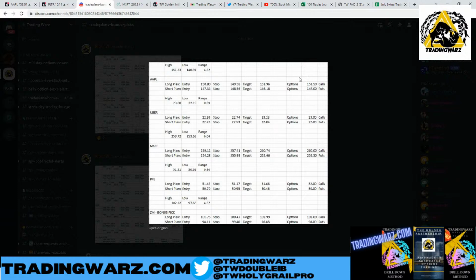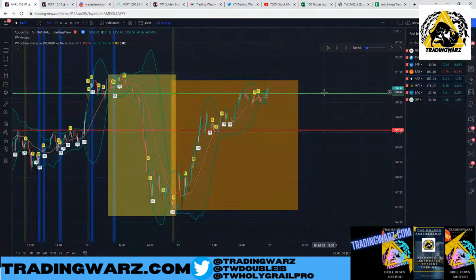So if you're doing the options here, what you want to do is set a conditional order when it breaks 150.80 to buy the 152.5 calls. And I usually go at the market price. I'm comfortable with Apple, for example. If I'm going to do it with options, I'm comfortable because I know the spread's not going to be that bad, right? So you have to pick and choose your battles with which ones you want to do options, which ones you want to do shares. All right, so our target 151.96.